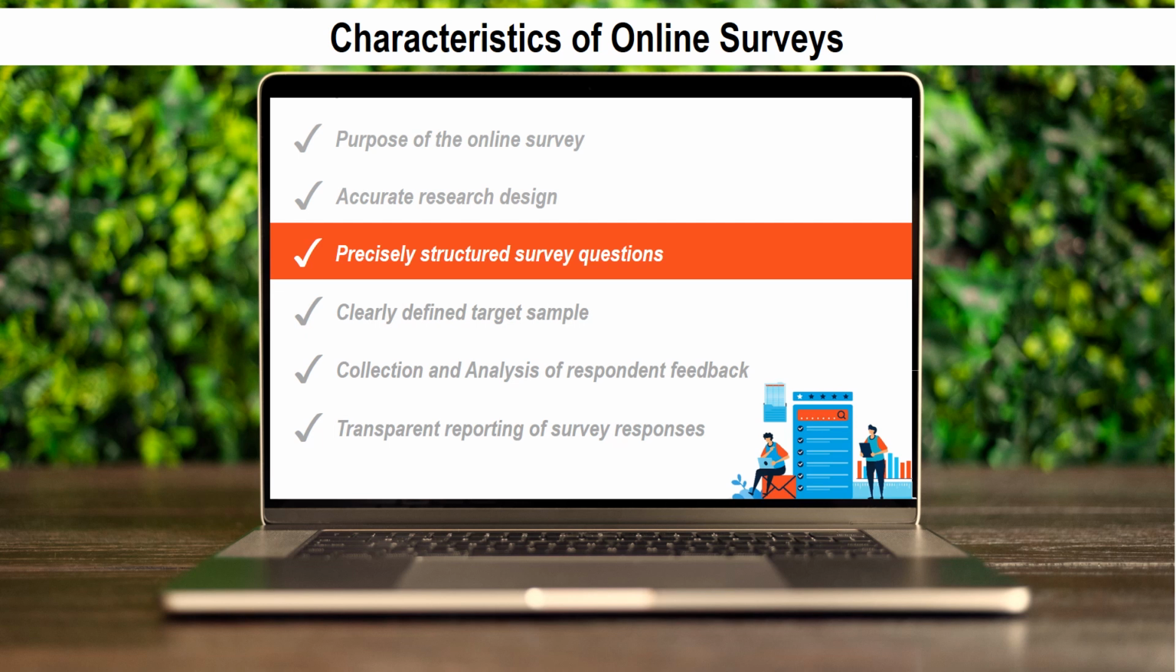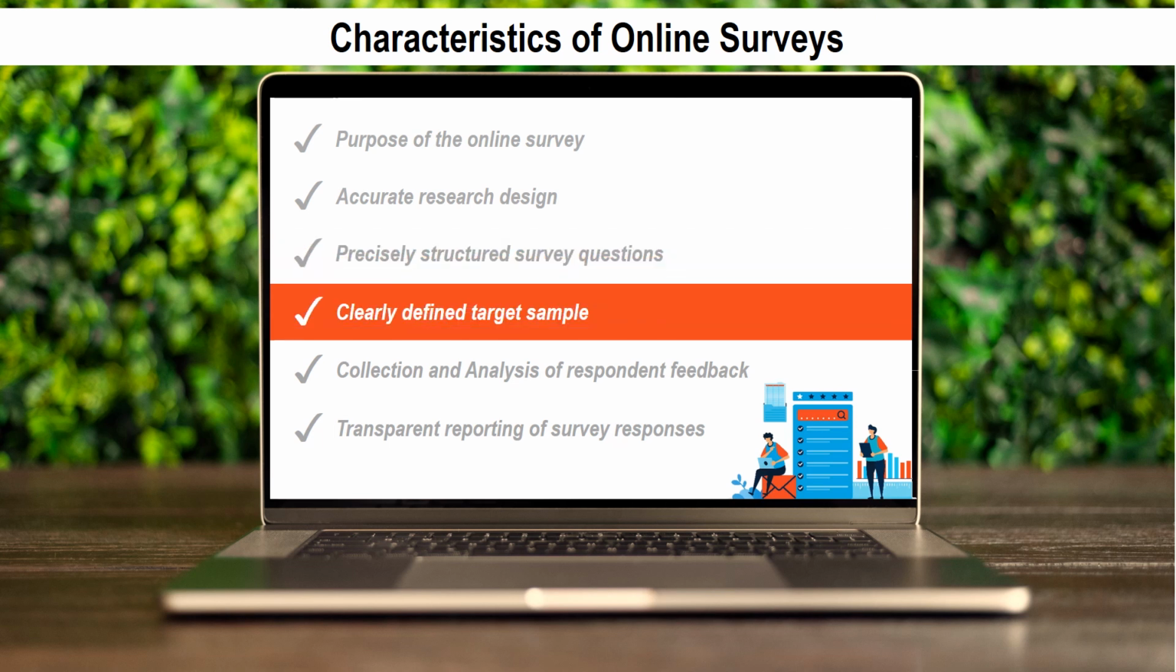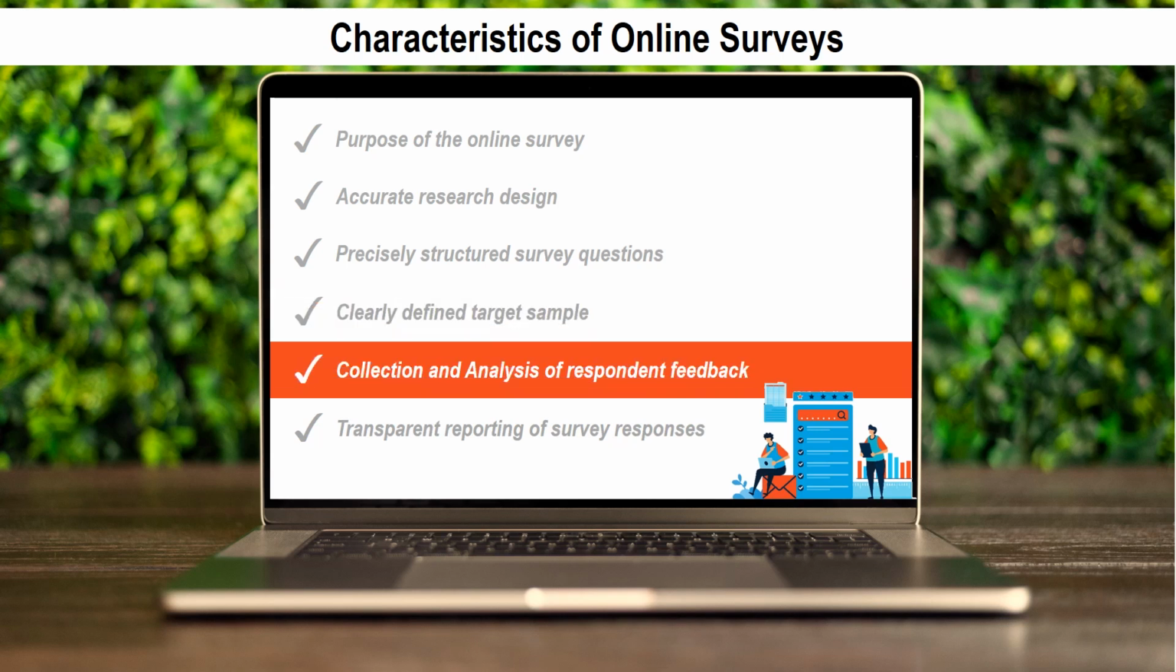Other characteristics of online surveys include the requirement for a clearly defined target sample. Now, a sample is a representative section of the target respondents who represent the required characteristics for research and whose inputs can be generalized and applied to the entire target market. For example, demographics, profession, etc. Sampling methods can also be of 2 types. One is probability sampling and another is non-probability sampling.